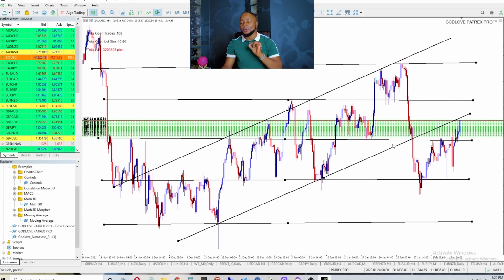Let me bring in my Godlove auto close so that we can close everything. So what I do is I put my algo trading on. Then I can put this one so that you guys can see. You can see here I have all the trades. Let me put it up so that you guys can see. These are all my trades running. Let me pull it right down.